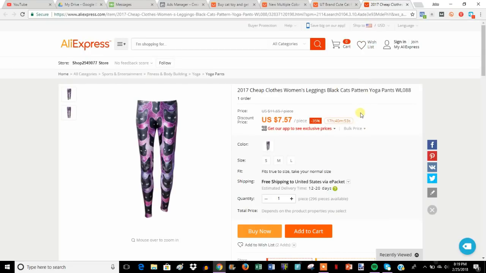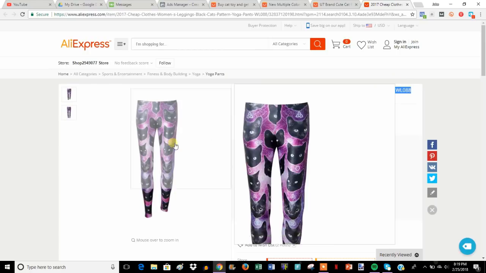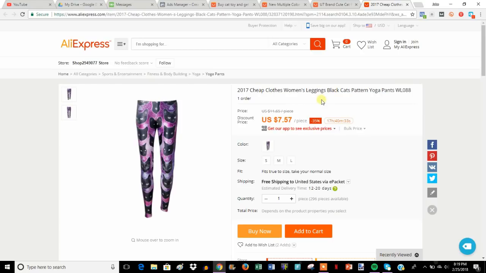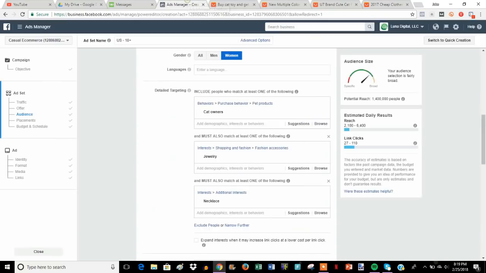So here's another example of a product that is in different niches. This is in the cat niche, obviously, because these are yoga pants with cat print on them. So only someone that likes cats would get something like this. However, only someone that's really interested in cats and yoga would be more influenced to get this. So this is another different type of multi-targeting we could do, cross niche targeting or whatever you want to call it.